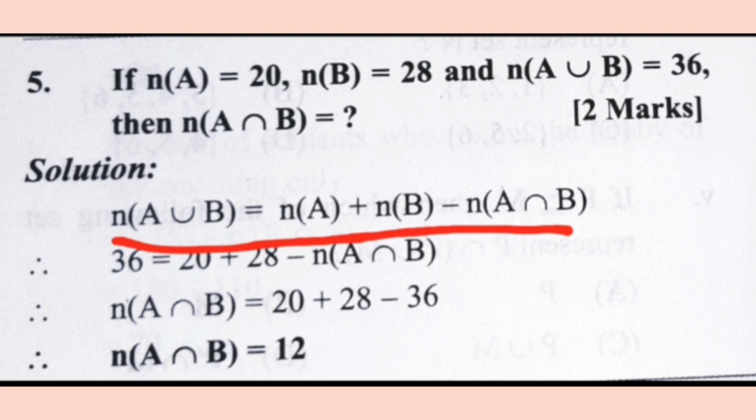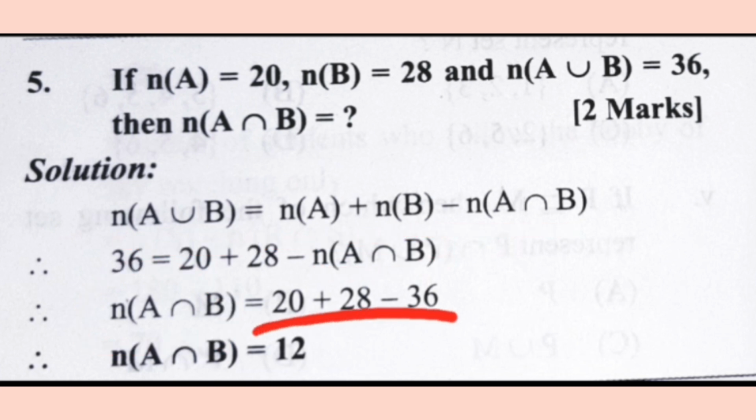So number of A intersection B we have to find, and we will take it to the one side alone. Okay, it should be alone because that we have to find in this question. So number of A intersection B is equals to 20 plus 28, and this 36 will shift to other side and it will become minus 36. So 20 plus 28 minus 36 gives 12. So number of A intersection B is equals to 12. Easy.